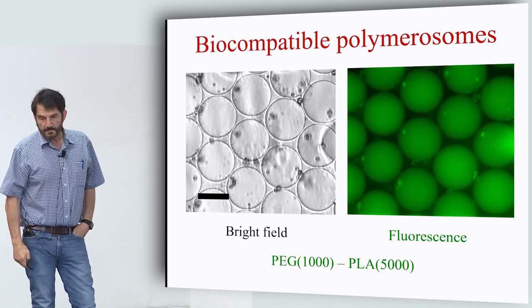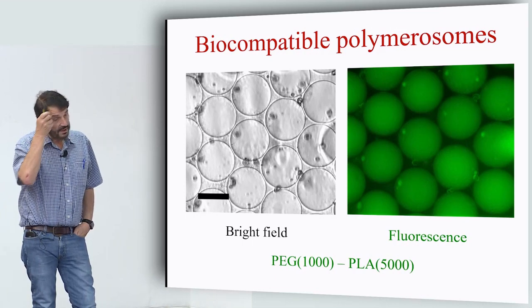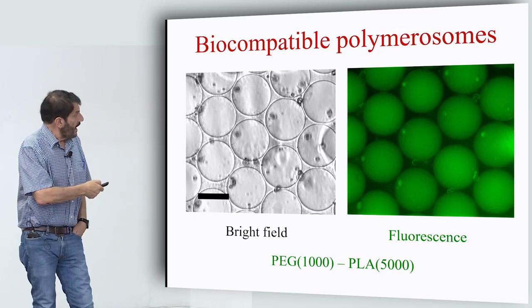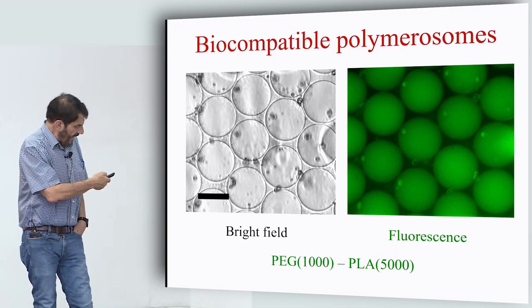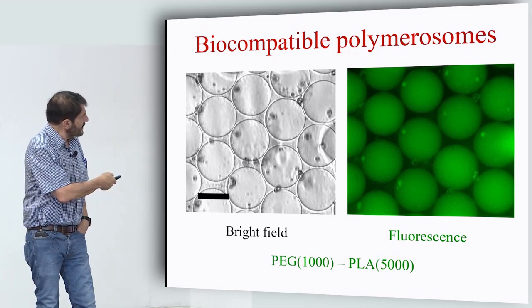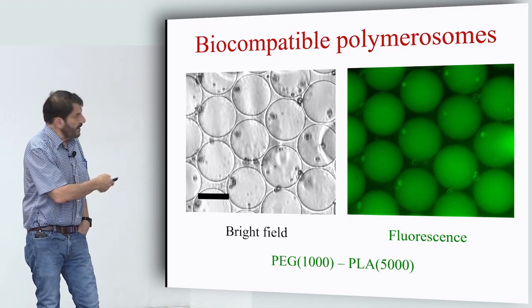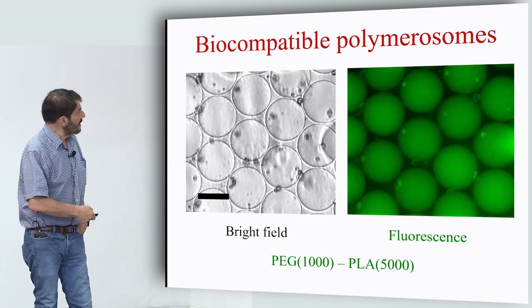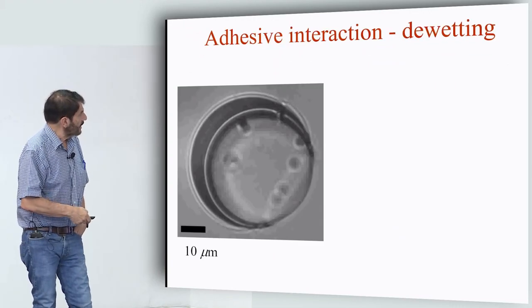These are made with biocompatible polymers. They're very difficult to make otherwise. This is PEG and PLA. You can see that you have a little excess. If you look carefully, you have a little excess of the polymer here. You always want to make enough that you ensure that you can get the droplets perfectly coated.